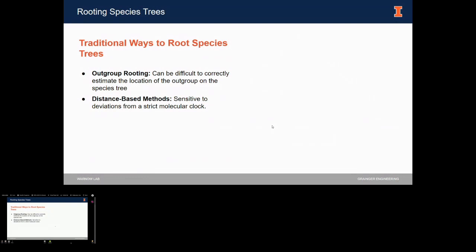One approach might be outgroup rooting, which is when a set of species more distantly related to the group of species than the one that's actually being studied is selected. And then when that's included in the species tree when they're estimating it, it gives an idea where the root could be. But the problem is that this can sometimes be difficult because it can be hard to select an outgroup. If it's too different, then it can be hard to figure out where to place it in the tree. And if it's too similar, then the root might not be clear. Another approach is distance-based methods such as rooting at the midpoint of the tree or other such methods. But the problem is this can be thrown off by deviations from a strict molecular clock.